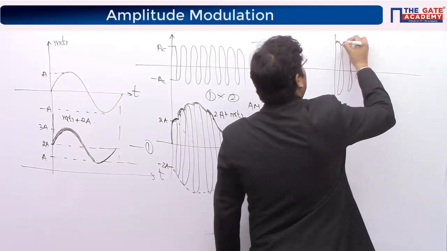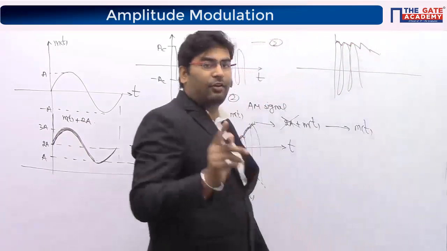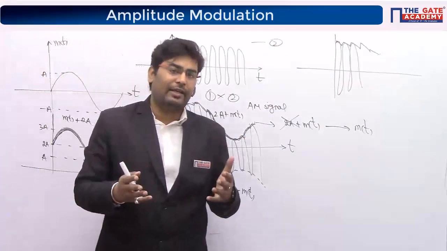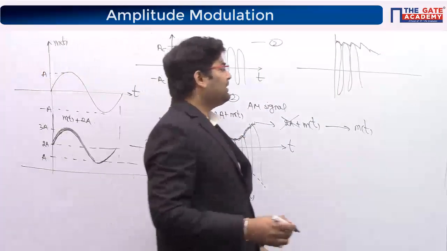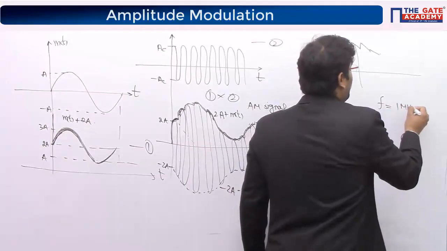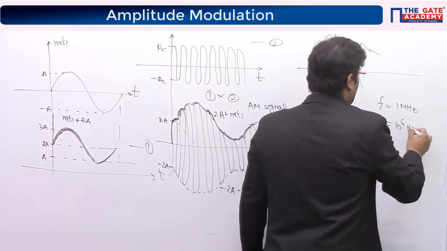so you feel like there's a distortion. I know that. But guys, you forgot one thing. What is the frequency of the carrier signal? Carrier signal frequency is 1 megahertz, which is 10 to the power 6 hertz.